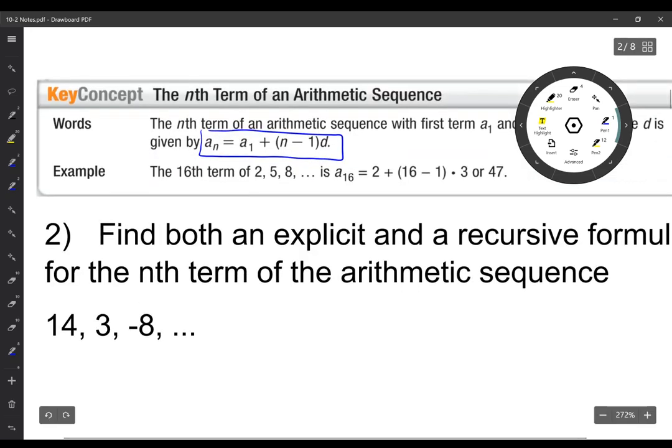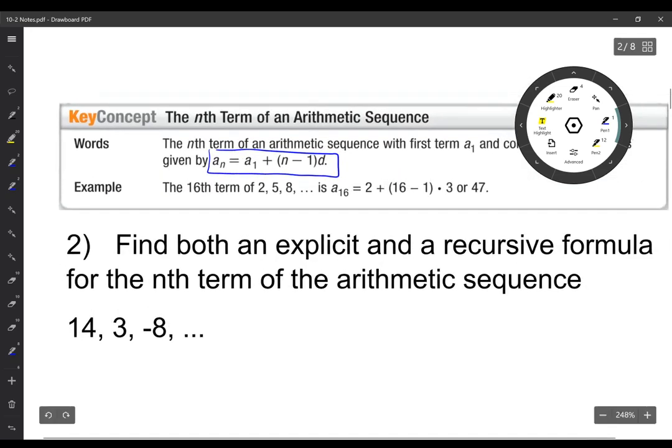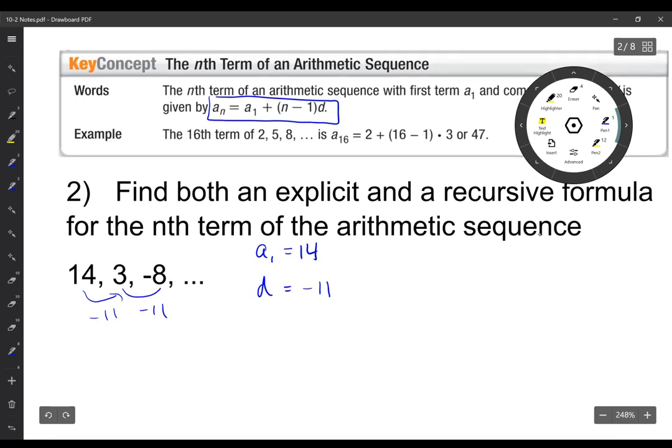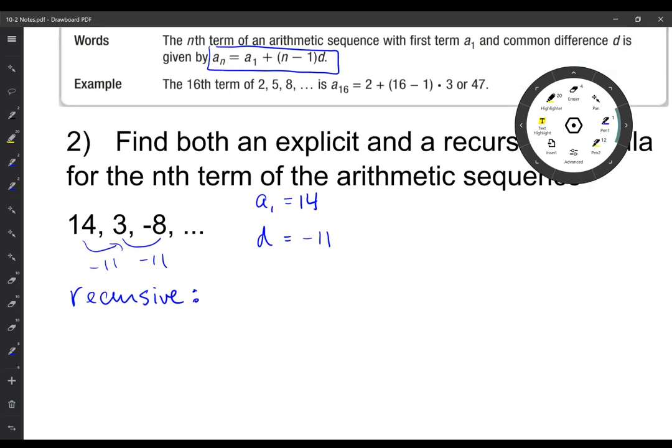So for 2, we're going to practice finding both an explicit and a recursive formula for this series. So my a1, first of all, is 14. And then I want to find that common difference. So what is going on here? It looks like I'm subtracting 11. I'm subtracting 11 again. So my common difference is negative 11. First, I'm going to look at a recursive formula. Those are actually easier to write. I know they have more parts and it seems trickier, but they're actually easier. So for recursive, I'm always trying to think first what's going on in words. And what's going on in words is that we are subtracting 11 from the previous term.